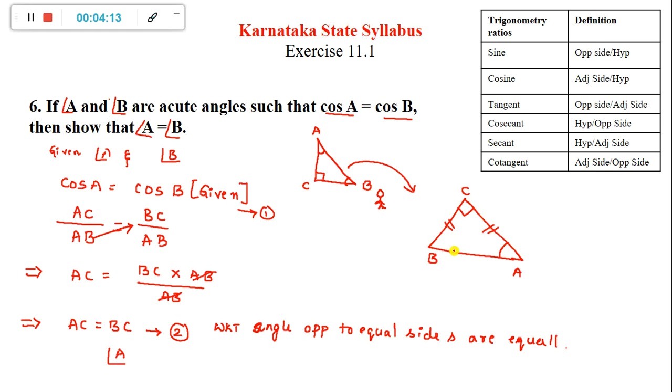The angle opposite to AC. What is the angle opposite to AC? It is B. So therefore angle B and angle A become equal. That is what we were supposed to prove. So therefore angle A and angle B are equal.